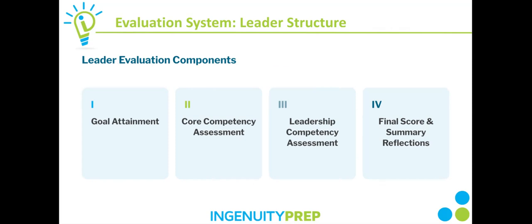For leaders, the evaluation system is built on the same foundation: goals and competencies that combine to determine a final score. Goals still represent the what, and competencies still represent the how. The one difference is that for leaders, competencies come in two parts. The first is the same 6 core competencies from the non-instructional structure, and the second is a set of leadership competencies, which focus specifically on leading people and teams. Collectively, the leader evaluation is made up of 4 components: goal attainment, core competency assessment, leadership competency assessment, and the final score and summary reflections that bring everything together.